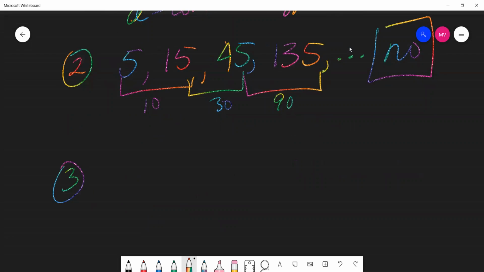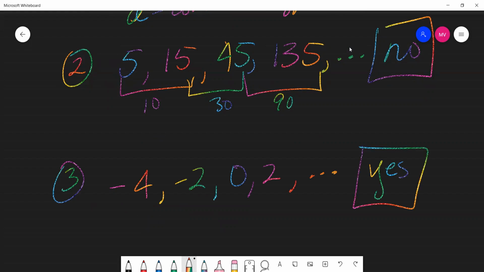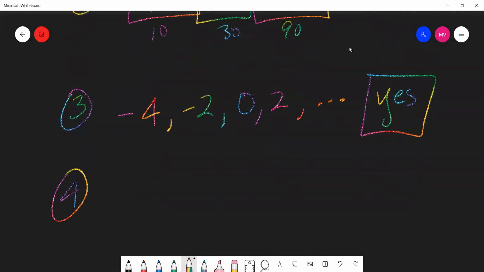So what about -4, -2, 0, 2? Yes, an emphatic yes. It is an arithmetic sequence. We have seen this before. We can work with this, right? Every one of them increases by +2. It's going up by a difference of 2 every single time. This makes sense, right? Y'all see where I'm going here.